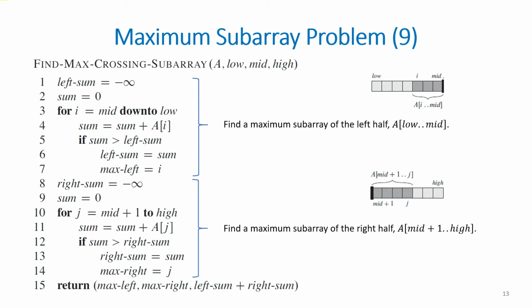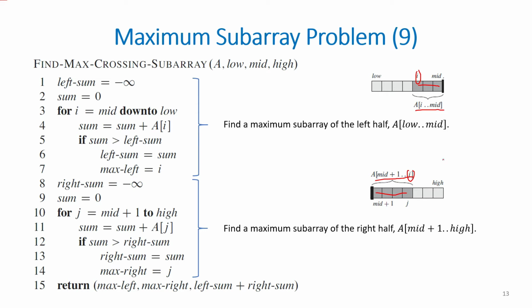Lines 1 to 7 start from the midpoint and move to the left and find the maximum subarray that is to the left of the midpoint. That is denoted by A i to mid. Then from lines 8 to 14, we do the same thing, but we move to the right of the midpoint. And that is given by the subarray A mid plus 1 to j. So what we have to do now is just return the values of i, j, and the sum, that means the total added values of the shaded boxes.